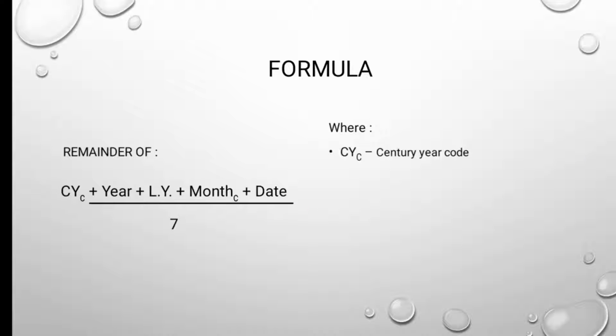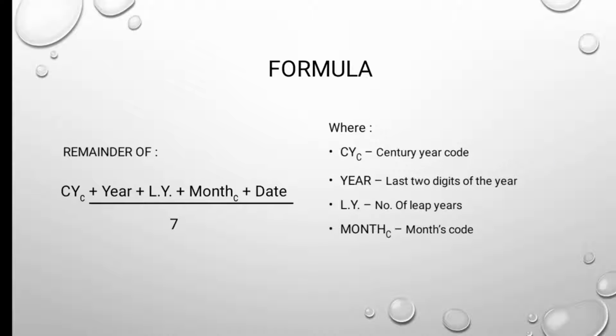CY stands for century year code. Year stands for the last two digits of the year, not the whole year, only the last two digits. LY stands for leap year, the number of leap years that have passed. Month C stands for month code, and date stands for the exact date that is given. Now, century year code and month code are the first two things that we'll discuss. How to find those codes?